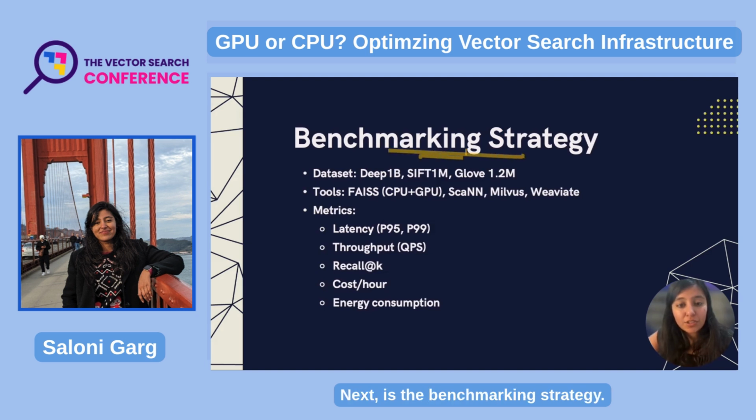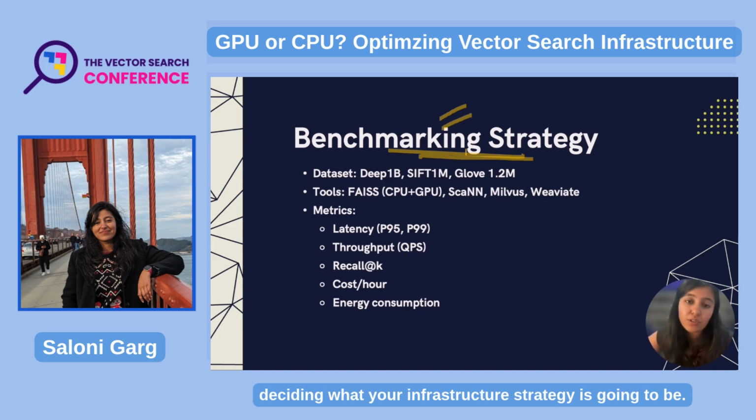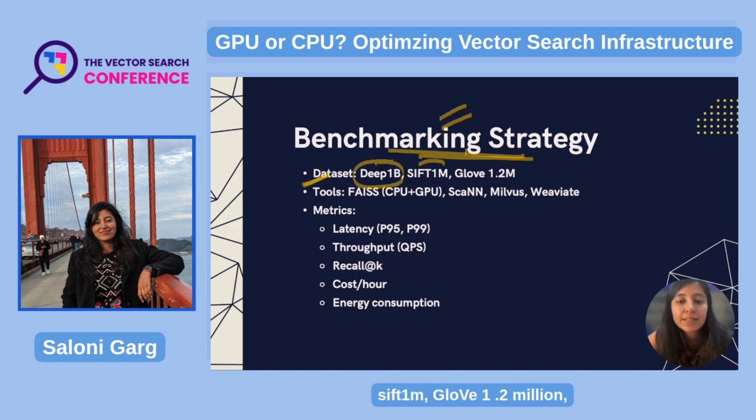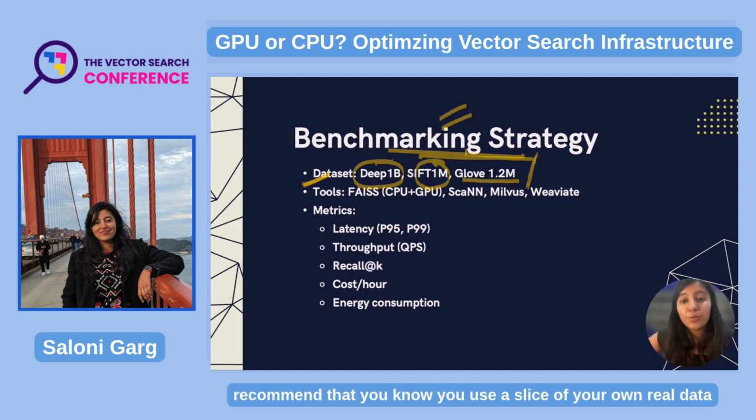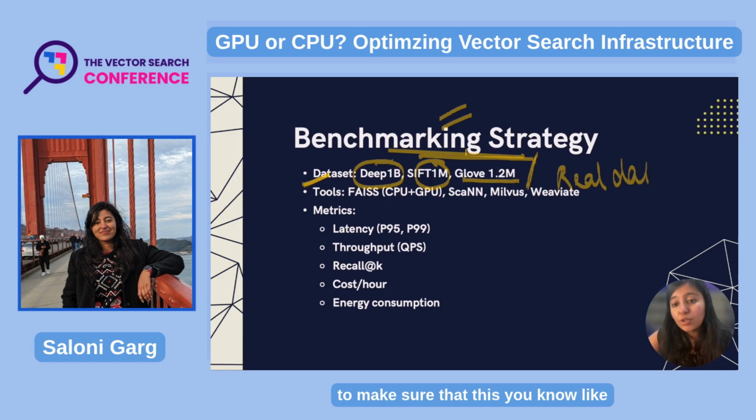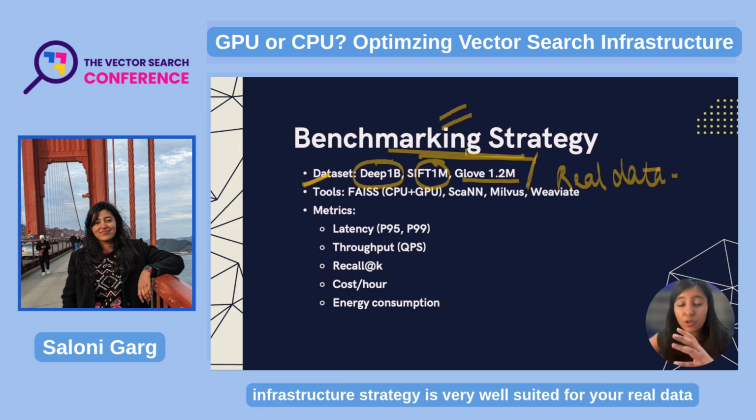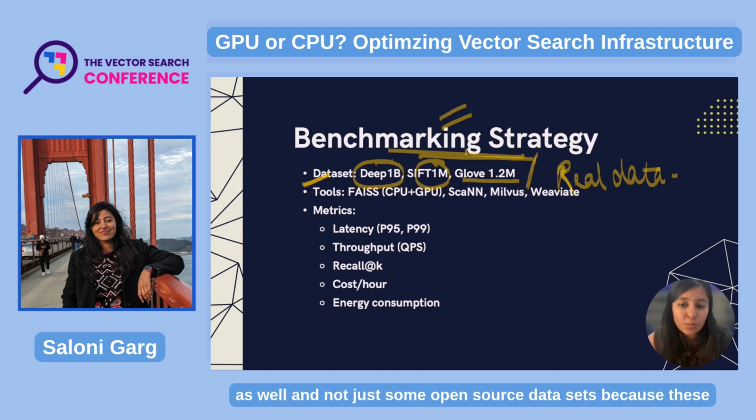Next is the benchmarking strategy. When it comes to using CPU versus GPU for your vector search, you have to use benchmarking. This is one of the most important pieces in deciding what your infrastructure strategy is going to be. While we have a lot of open source datasets like Deep1B, SIFT1M, and GloVe 1.2 million, I would recommend that you use a slice of your own real data to make sure that this infrastructure strategy is well suited for your real data, and not just some open source datasets, because those are definitely going to show really good results on GPUs in most cases.